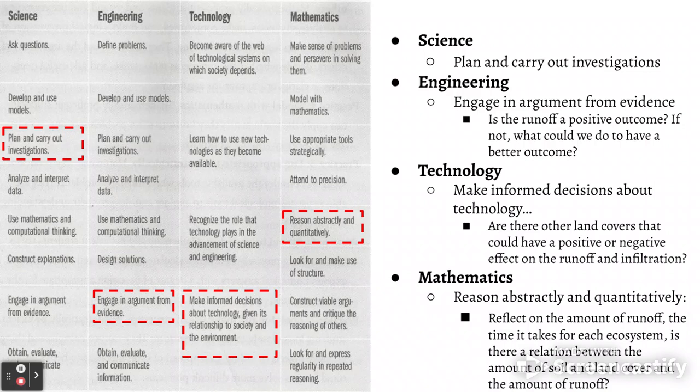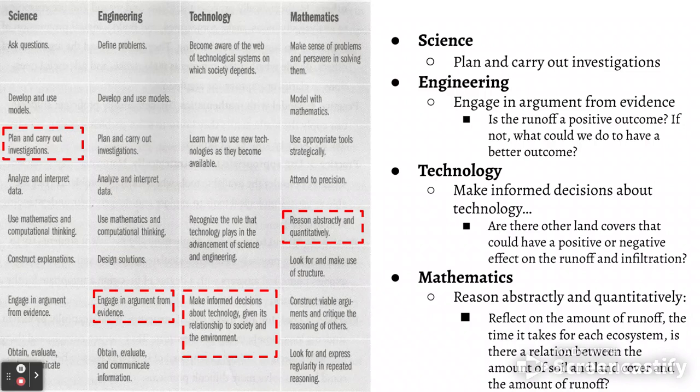For the technology, make informed decisions about technology given its relationships in society and environment. Again, there might be some land covers that could have a positive or negative effect on the runoff. So what are they? Are there things that we can man-make to help or maybe improve what there already is, maybe to increase it or get rid of it, use technology in that aspect?